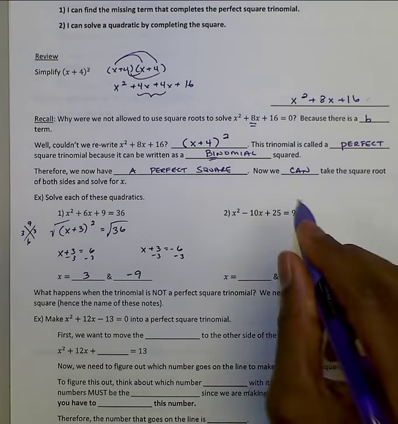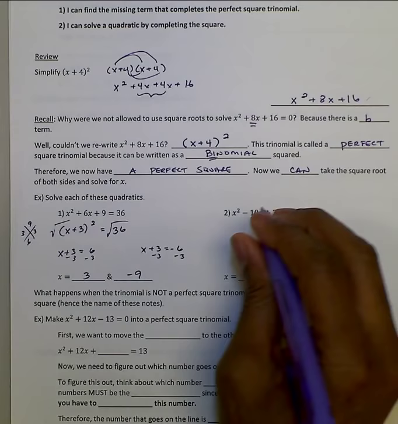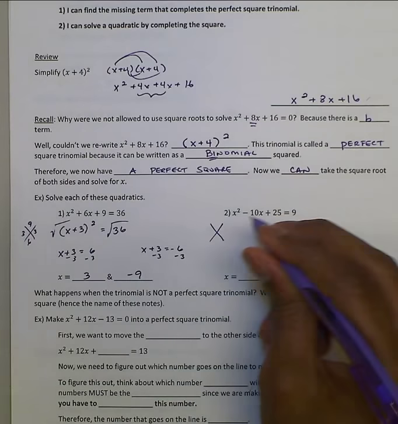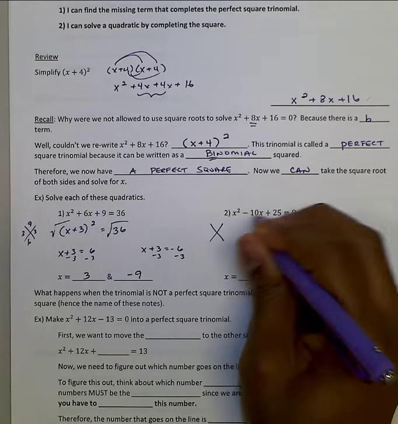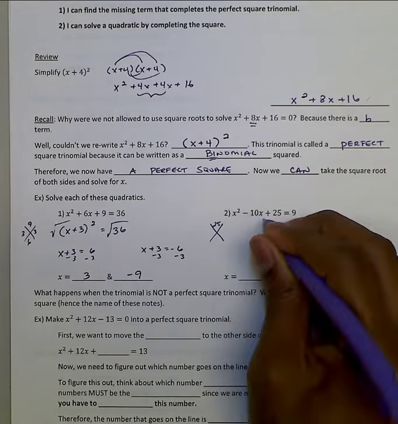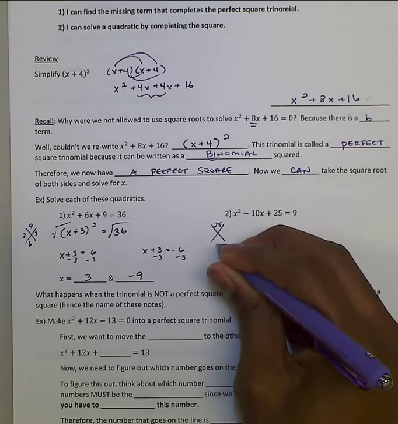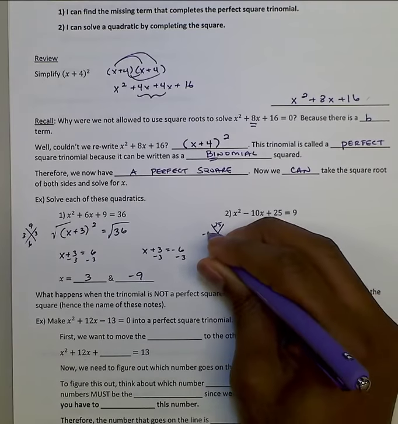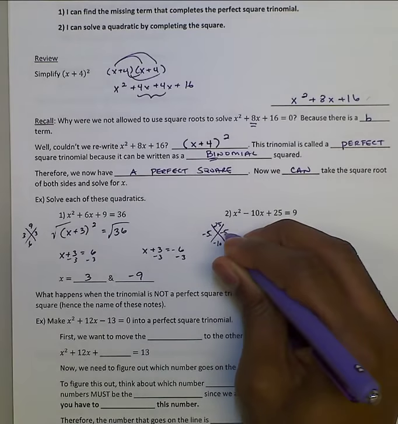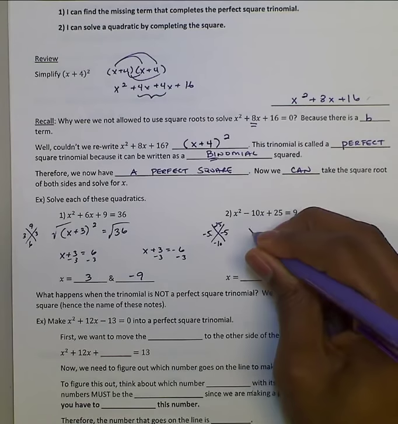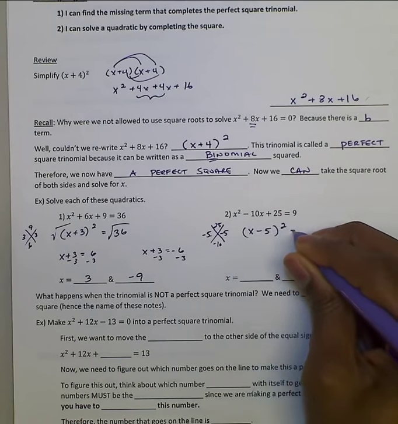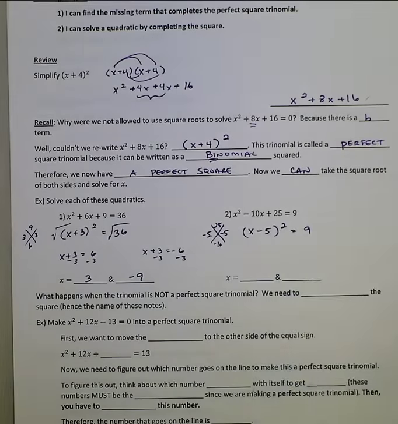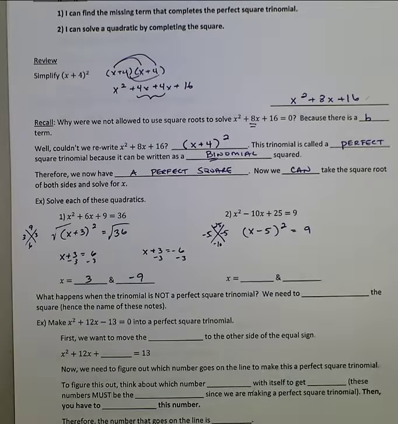Next problem. Again, I'm looking at these. I can rewrite these. These are perfect squares. Two numbers that multiply to give me 25, add to give me negative 10. Those two numbers are negative 5 and negative 5. These numbers are the same. So that means I can write this as a squared binomial. So I have (x - 5) squared equals 9.